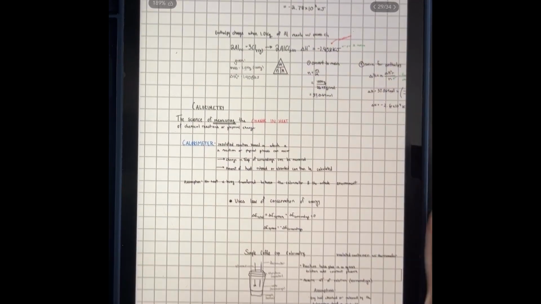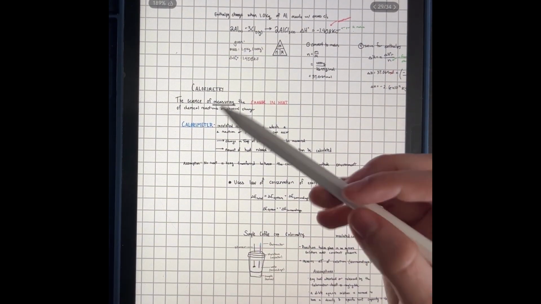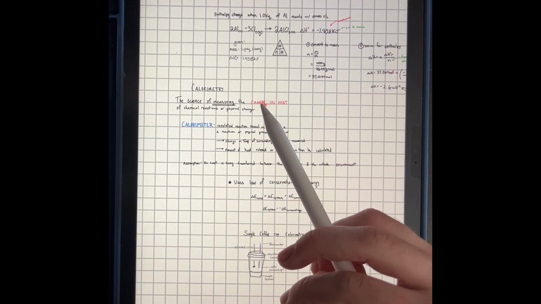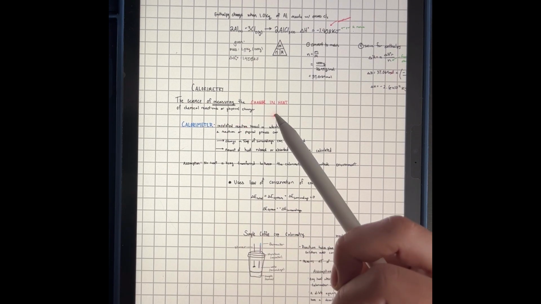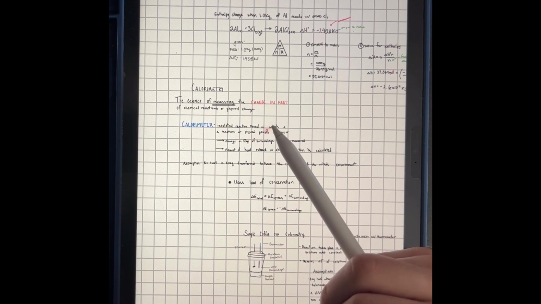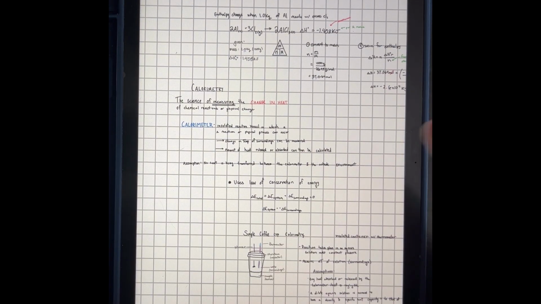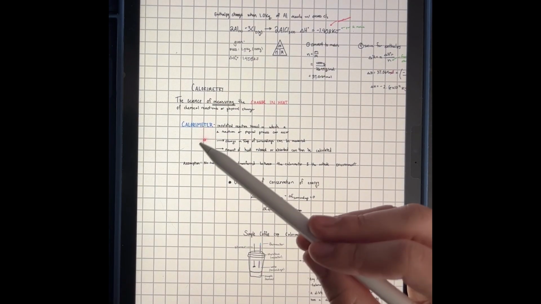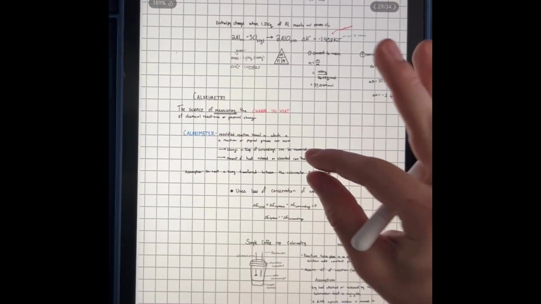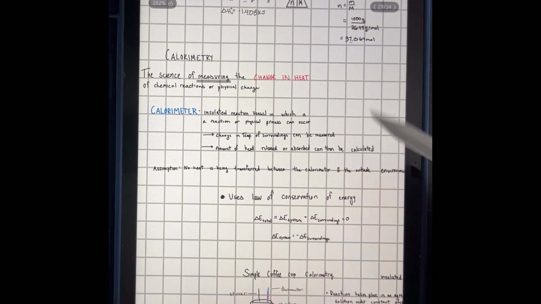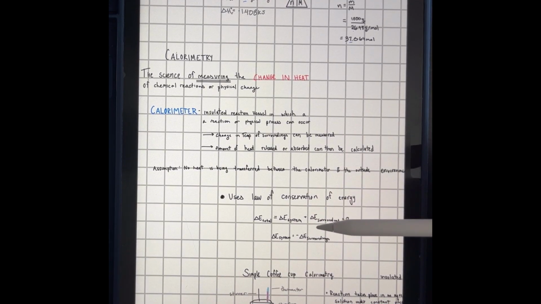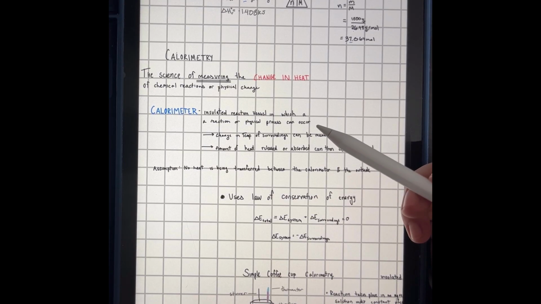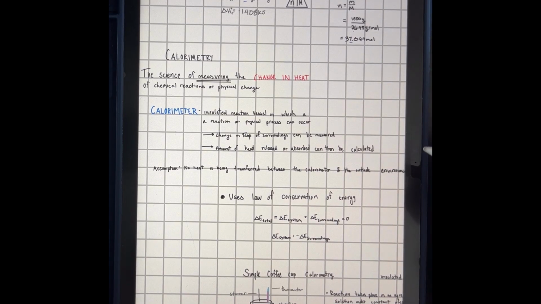So the next one is calorimetry. Calorimetry is the science of measuring the change in heat of a chemical reaction or physical change. A calorimeter is just an insulated reaction vessel in which a reaction or physical process can occur. As I was saying before, we had that styrofoam cup that can be used as an insulator. So the change in temperature of the surroundings can be measured, for example the water, which is the solution, not the reaction, using a thermometer.